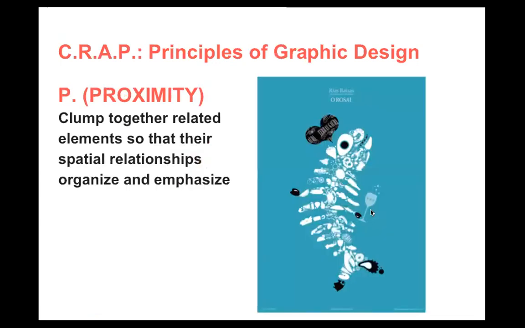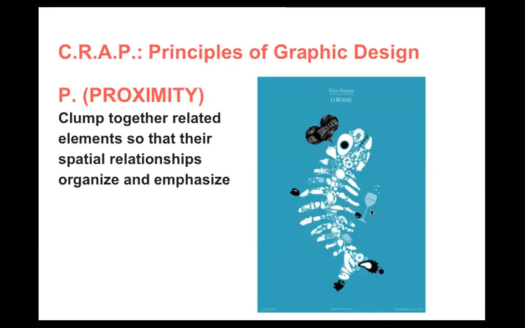Proximity: clumping together related elements so that their spatial relationships organize and emphasize. We talked about this before. You want to embrace the white space. Some of you have issues with cramming everything in and not having enough visual pause between each element. Make sure there's enough visual pause. You don't want anything too close to the logo. Say you have it on a poster, maybe at the top. You don't want copy too close to that. Your headline, for instance, you don't want too close either. You want to give it enough white space. And when I say white space, that just means space. For instance, on this example here, the words "Oh, Roselle" and the space between that and the next grouping with the image, that's what's considered white space.